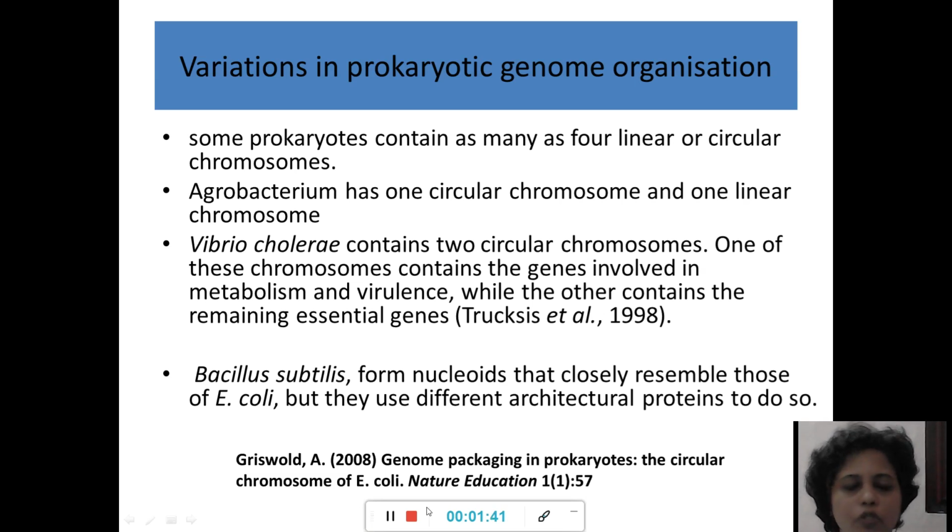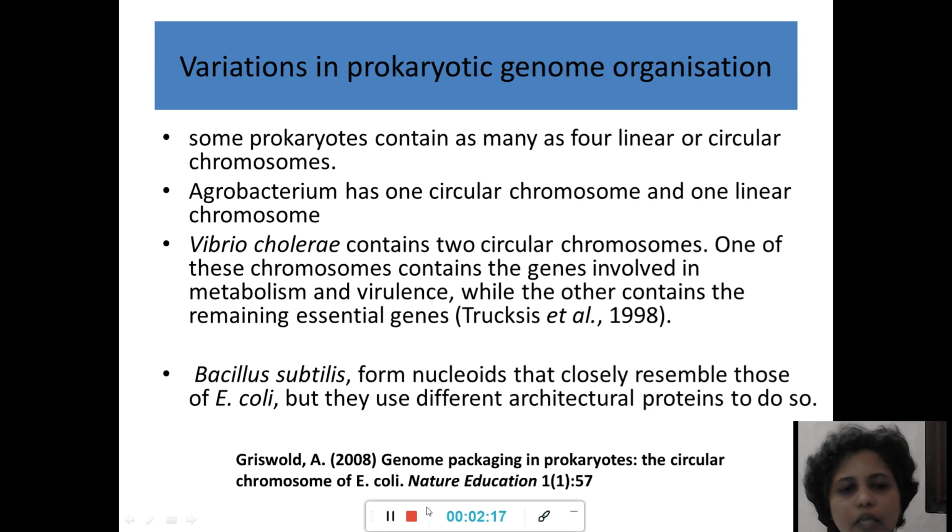One of these chromosomes of Vibrio cholerae contains the genes involved in metabolism and virulence, and the other circular chromosome contains the essential genes. Without both of these chromosomes, it cannot survive, because its metabolism and virulence are coded by one circular chromosome and all the essential genes are in the other. So it becomes essential for Vibrio cholerae to have both chromosomes together. Here also the idea that a prokaryote has a single chromosome is violated.